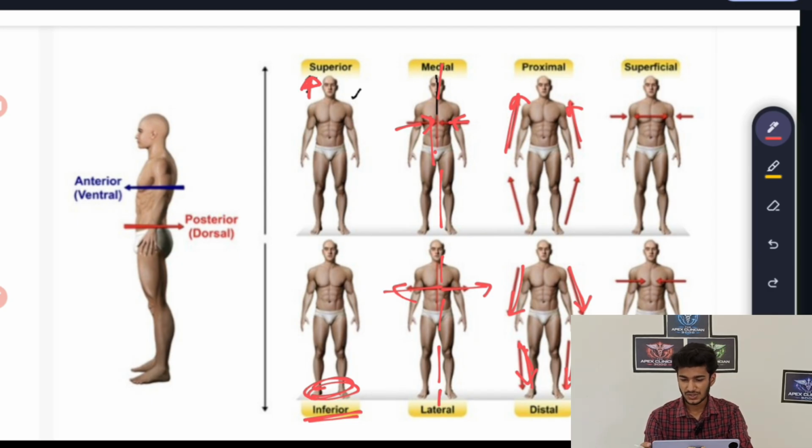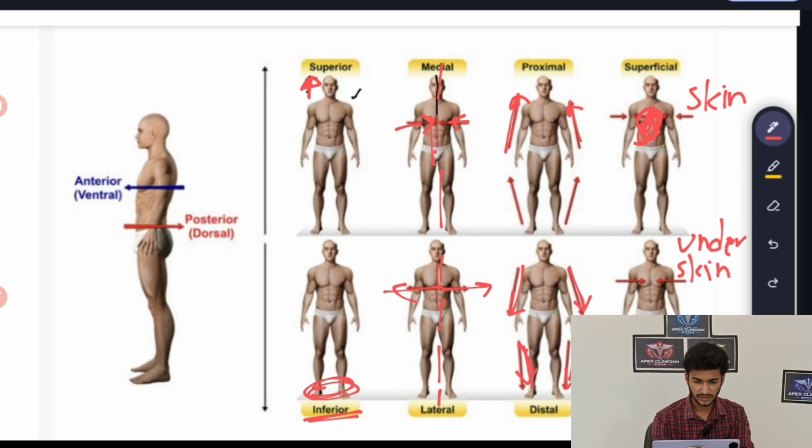You can see superficial, which is present on the surface level, which is basically towards the skin side. It is called the superficial part. And the part which is underneath the skin, deep inside, is called the deep part. So we learned about the superficial and the deep part.